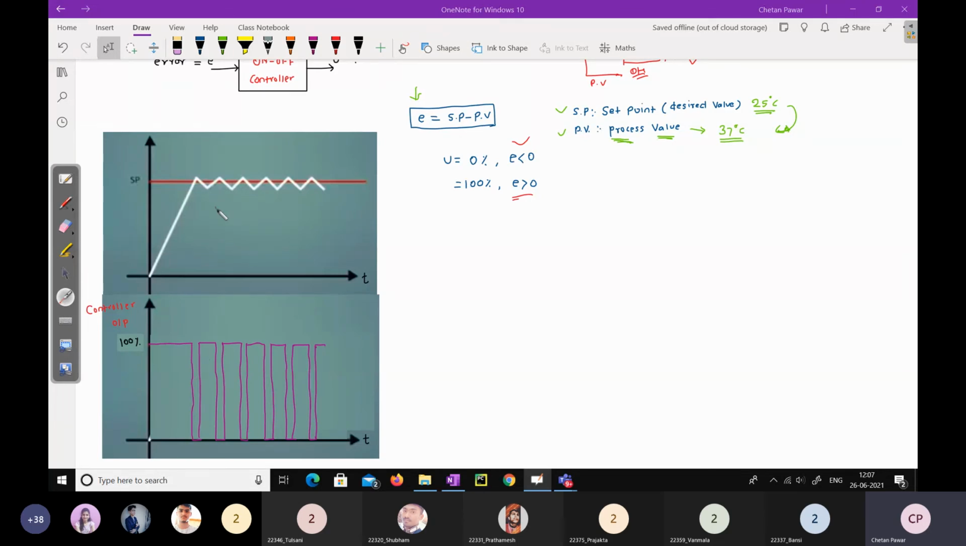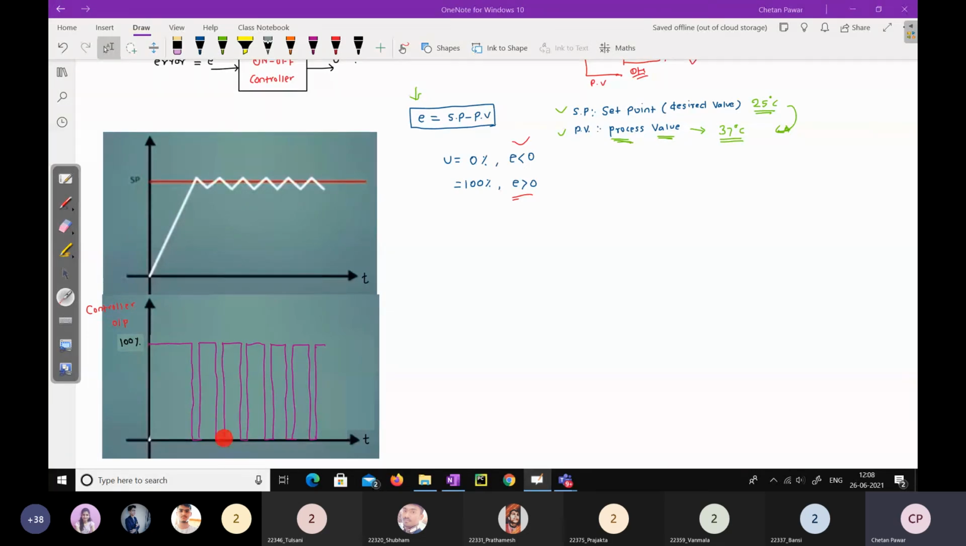And when the process value is less than the set point, the error value is positive. That time I am getting a controller output of 100%. Here you can see, before this point I am getting a controller output of 100%. After, when the process value is greater than the set point, I am getting a negative error, right? So the controller output will be 0%. Like this way you can see these transitions.